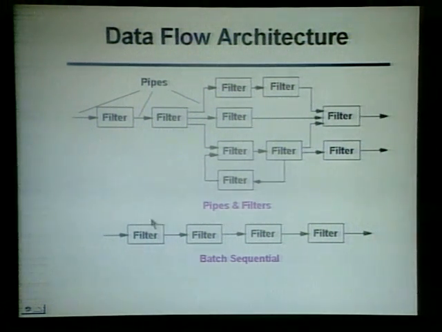When the data produced by one filter is used by only the next filter in the sequence, this type of data flow architecture is called batch sequential. Now this model is quite familiar to you, as we have discussed the data flow diagrams, which follow the data flow architecture.